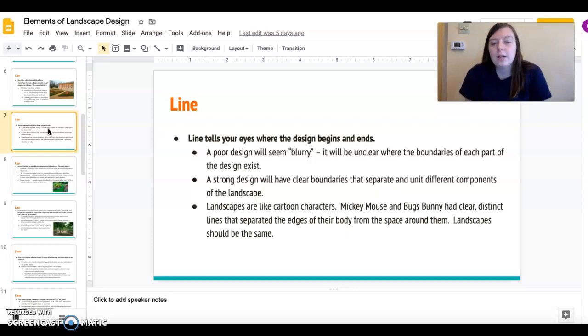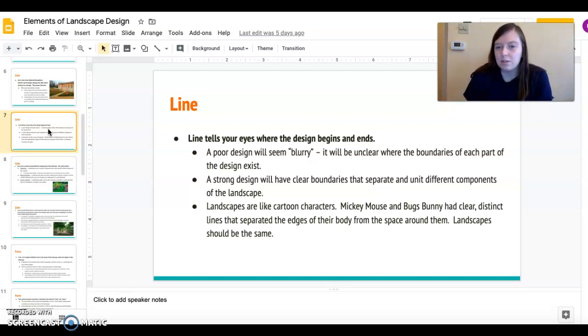Landscapes are like cartoon characters. Think of Mickey Mouse and Bugs Bunny, right? They have really clear, distinct lines that separate the edges of their body from the space around them. So when I put something up on the screen, like a Mickey Mouse character, you're going to be able to see my hand right behind it as soon as that body ends, right?